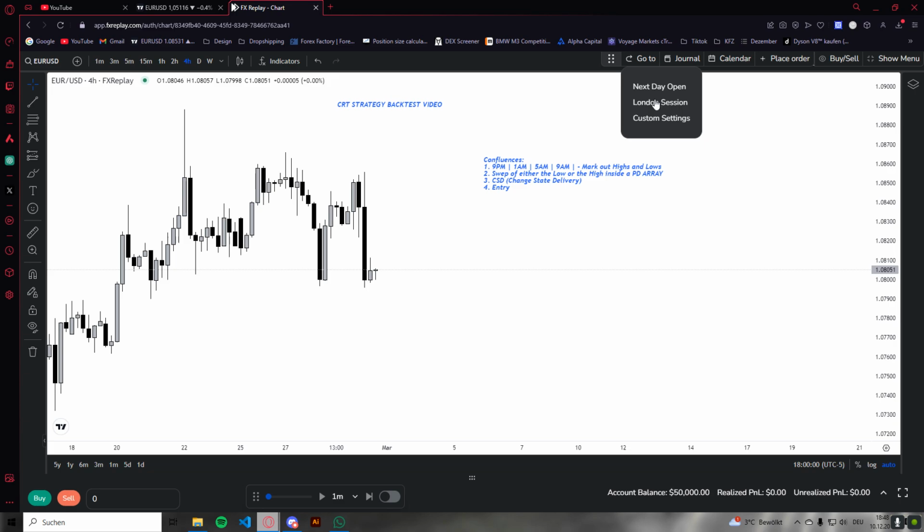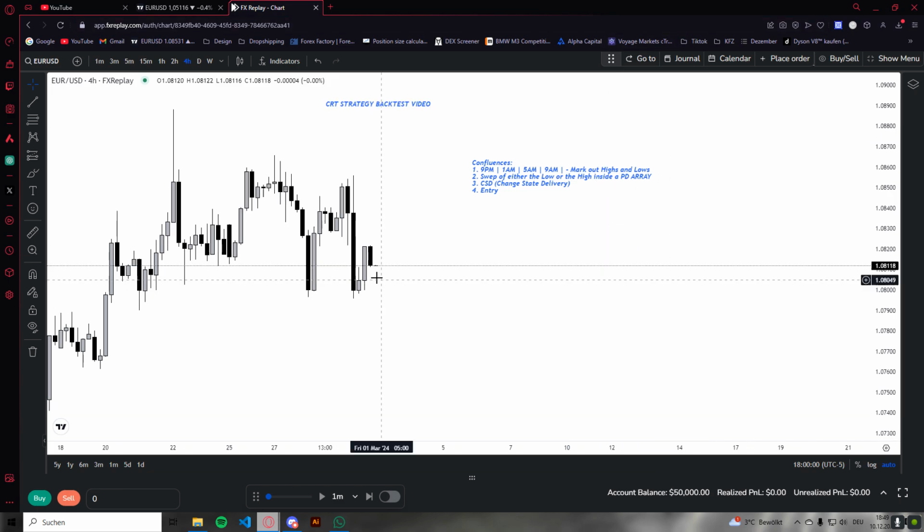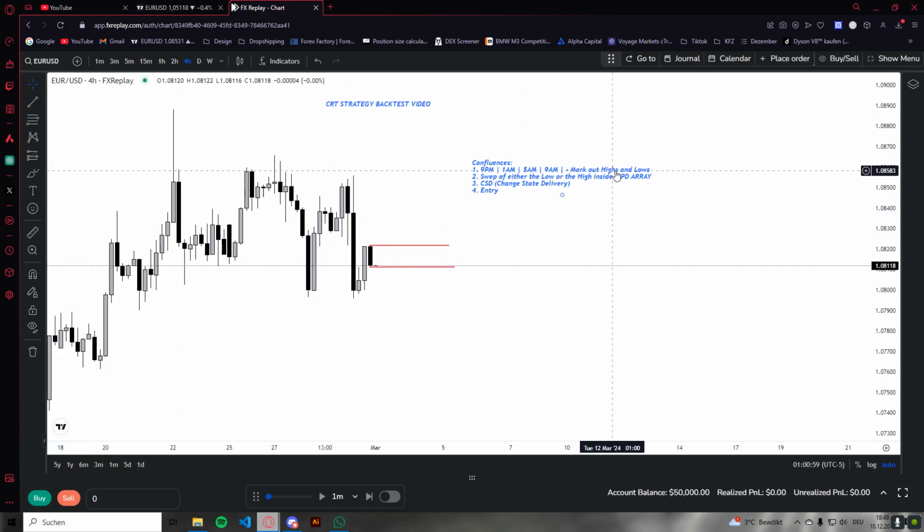Okay, let's go. I have set it up for backtesting. It's 1 New York, so I'm gonna skip to 1 a.m. New York time frame. So that's a 9 p.m. candle. We're gonna mark out the high and the low. Then we want to see a sweep of either the low or the high inside a PD array.